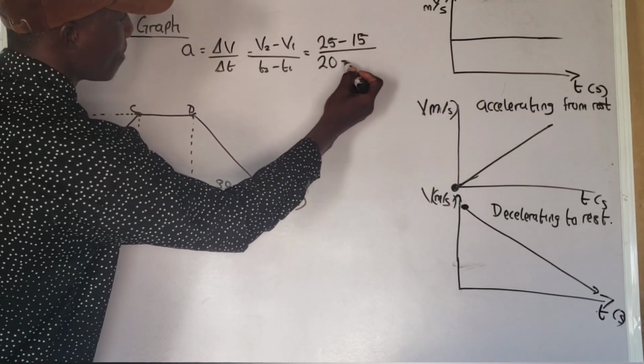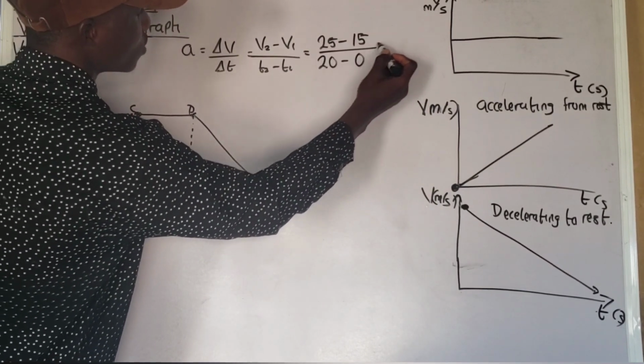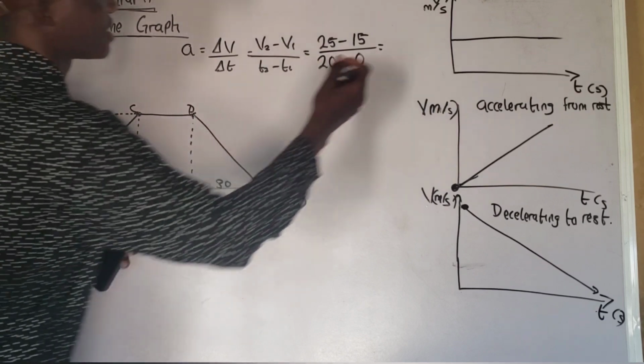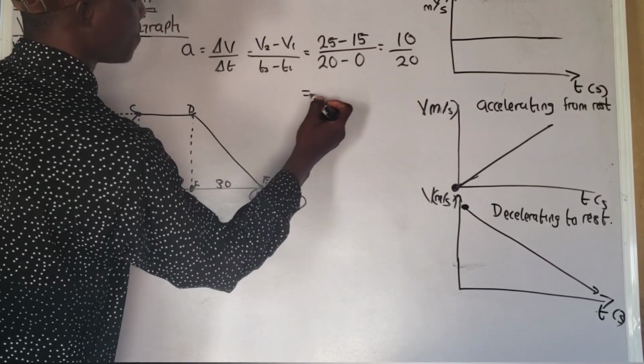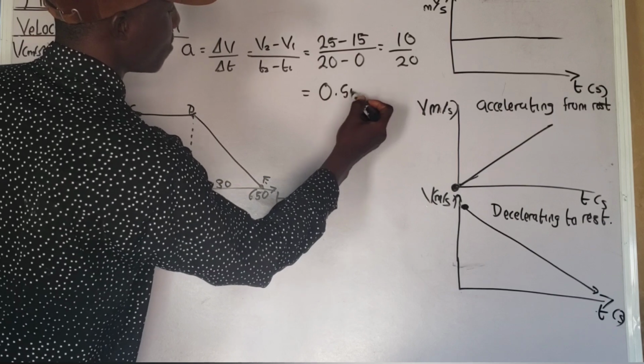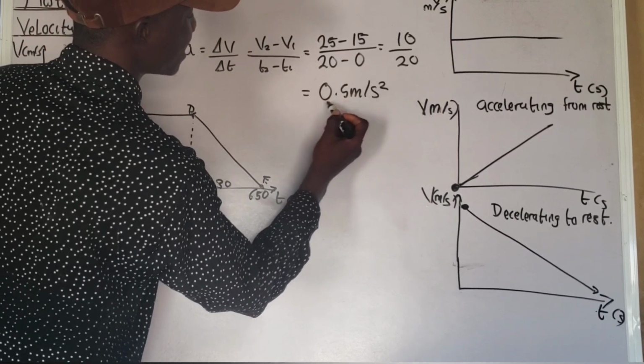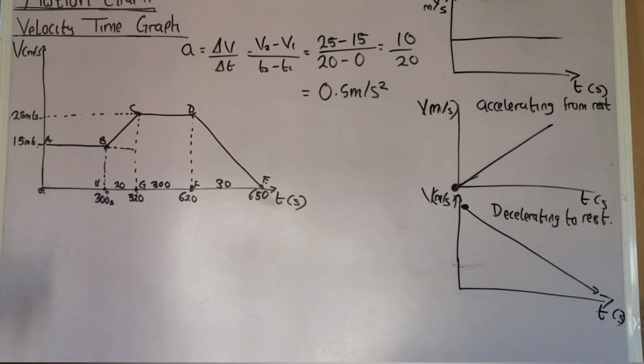That will be T2, 20 minus T1. That is what? 0. So I'm going to have 25 minus 15. That is 10. 10 all over 20. That will be what? 0.5. So that will be 0.5 meter per second squared. That is the acceleration when the velocity of the car changes from 15 meters per second to 25 meters per second. Do you understand?